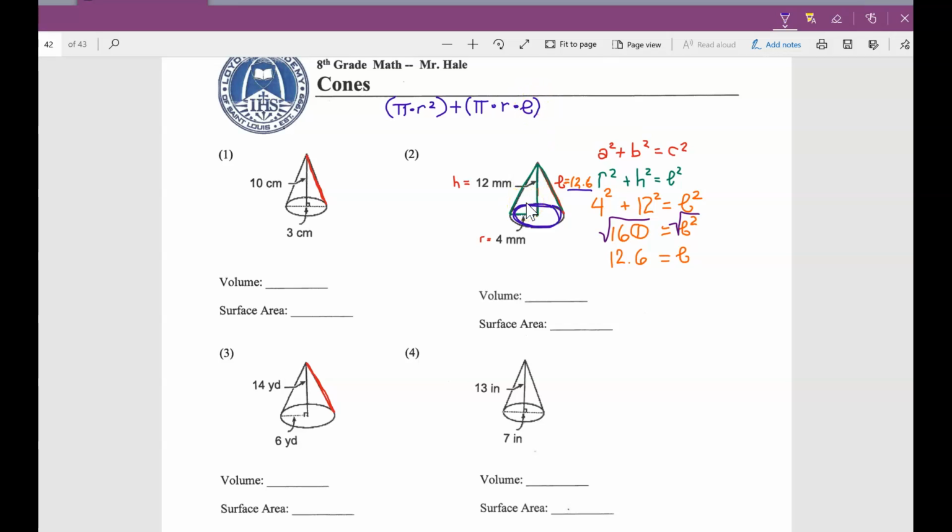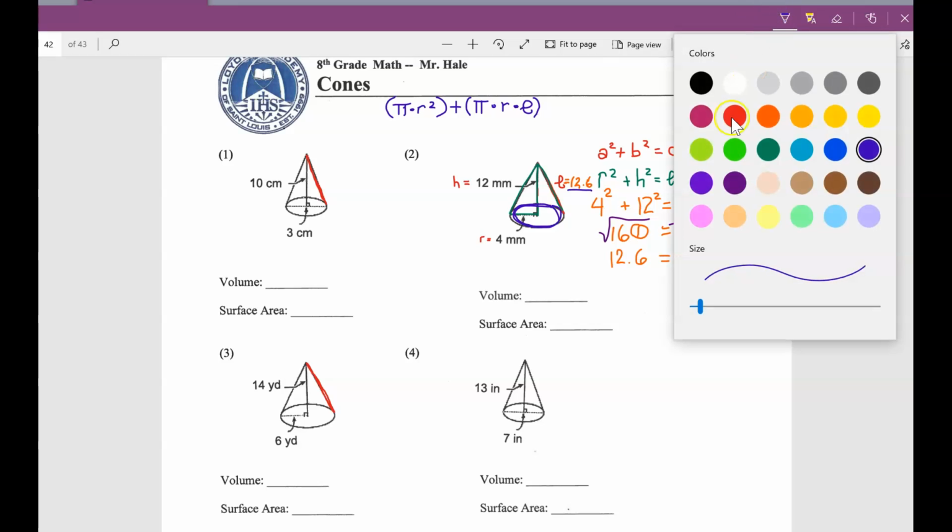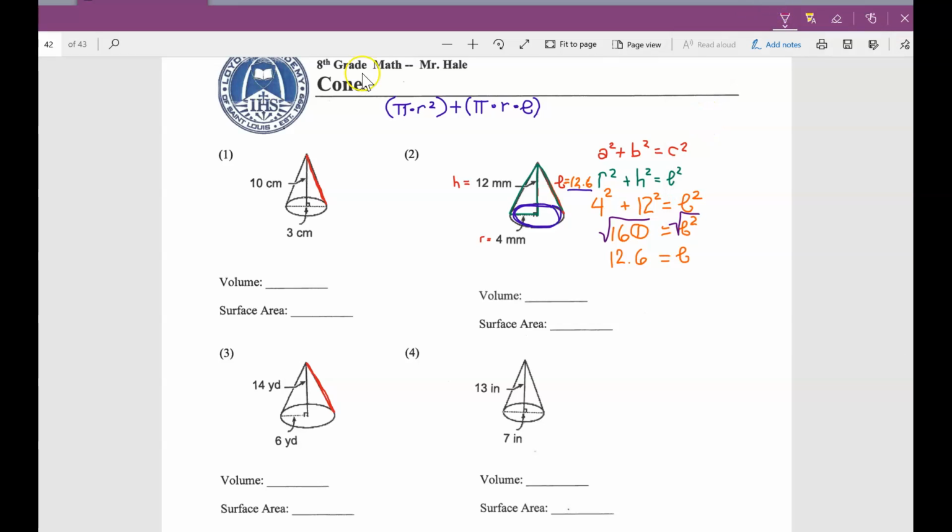So the formula for the surface area of a cone is pi times radius squared plus pi times radius times slant. And if you don't know the slant, you're going to have to use the Pythagorean theorem to find it. Let's plug in what we know from example number 2 here and see what our result is.